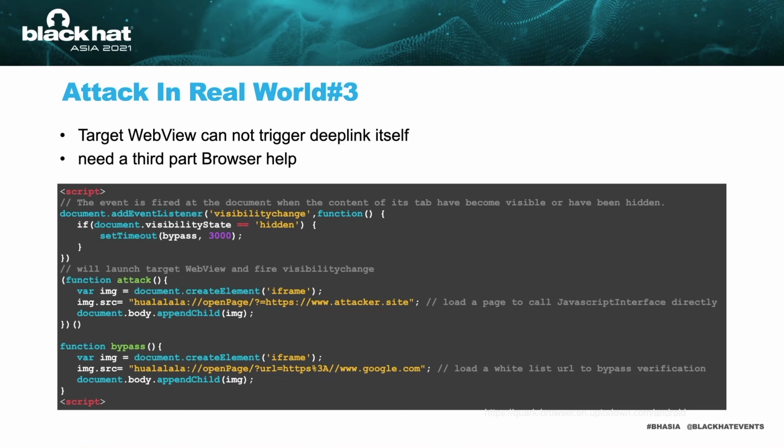If the target WebView cannot trigger a deep link, we need a third-party browser's help. I use the event visibilitychange to trigger the scheme consequently. This event is fired at the document when the content of this tab has become visible or has been hidden. The function attack will load attacker.site in the target WebView first, and will fire the visibilitychange event. After a short delay, the event listener will load google.com in the target WebView too. This exploit works in some third-party browsers like Quark.